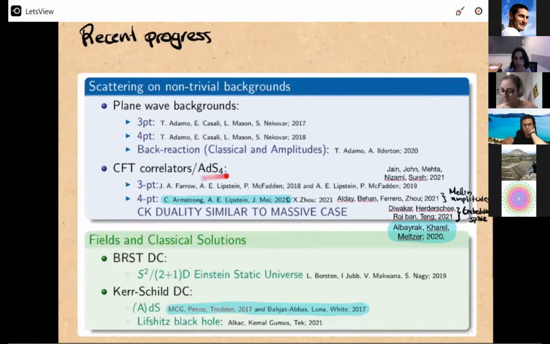So maybe a more interesting thing for this audience is looking at CFT correlators, or I should actually say here in all AdS, because there's been work for higher dimensional ones.